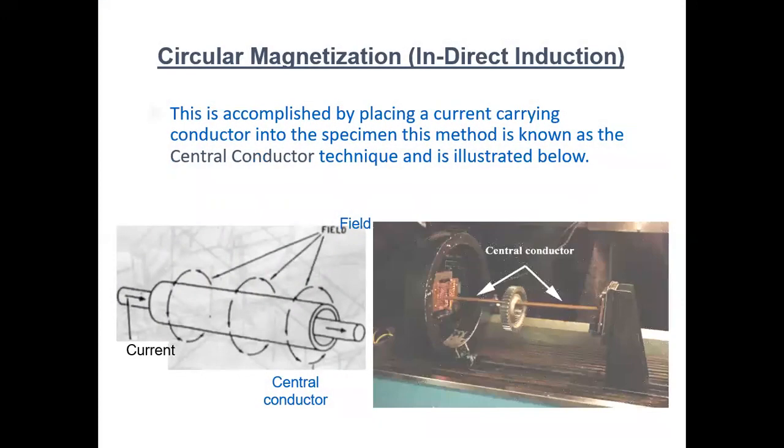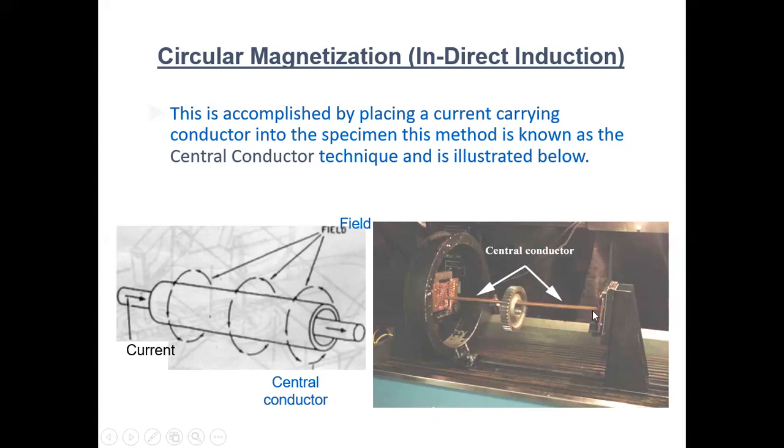Now circular magnetization by indirect induction. This is the example. This arrangement is a little bit the same as headshot, but here this is the conductor, and its purpose is only to pass the current. We are not passing current to the job or to this gear. When we send current through this conductor, lines of force are generated, and those lines of force are induced into the gear, and we get a circular magnetic field.